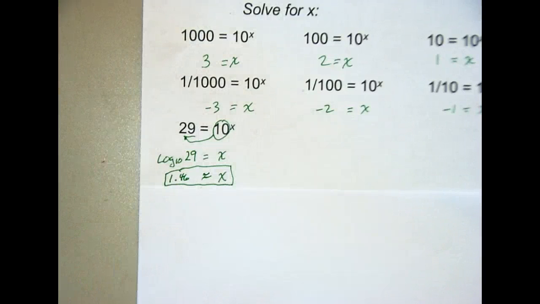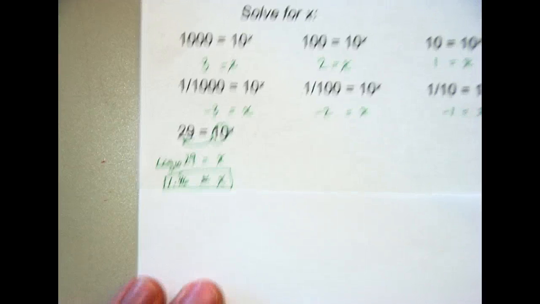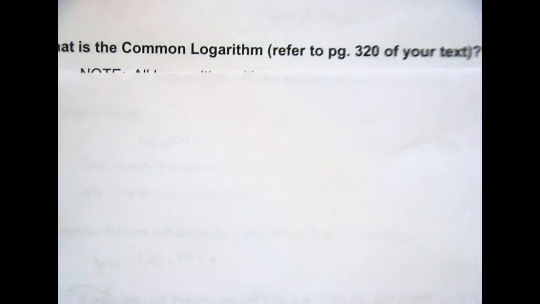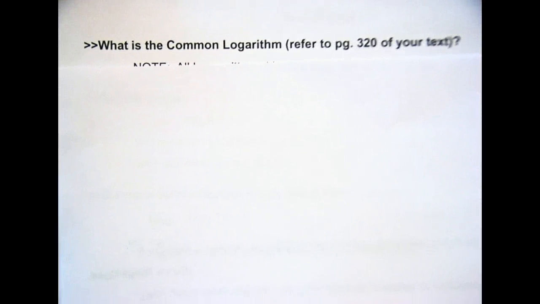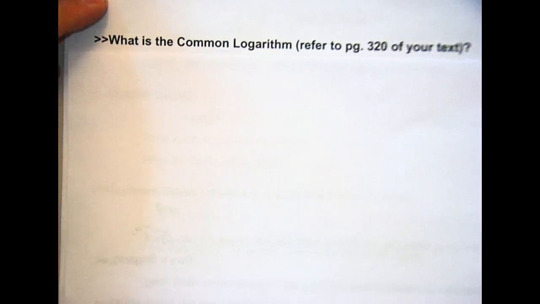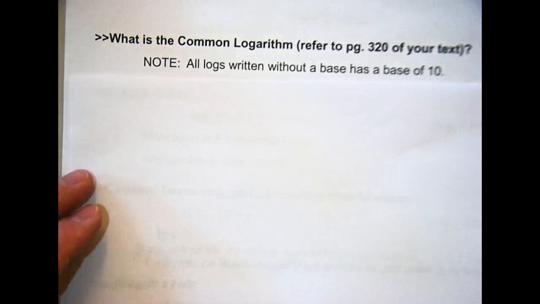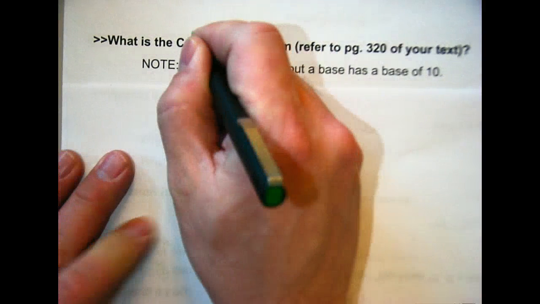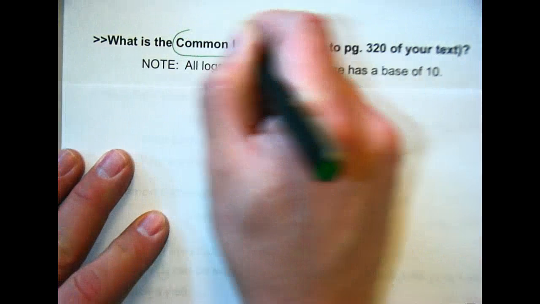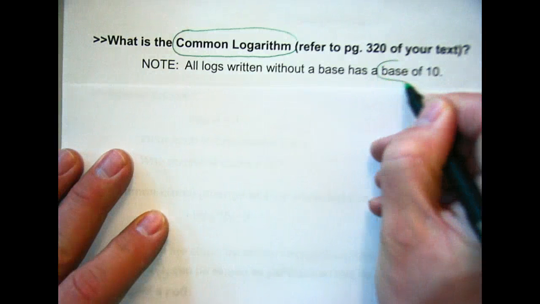Any questions there? Okay. Well, what we need to understand is there are different bases in logs. One thing that we talk about is what's called the common log. You can reference page 320 of your text at a later time. The common log is a log base 10. So the word common log refers to a base 10 log.